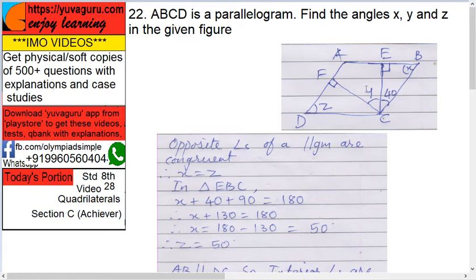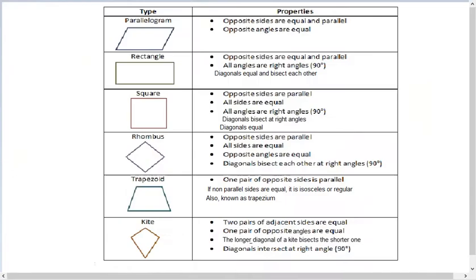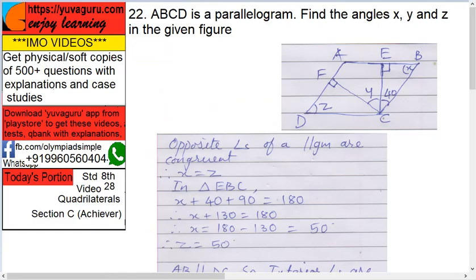Now we have to find X, Y and Z, and one angle is given as 40 degrees. Firstly, an important part is that opposite angles of a parallelogram are always congruent. See, two main conditions of a parallelogram: opposite sides are equal and parallel, and opposite angles are congruent, right? And the third important condition is that diagonals bisect each other in a parallelogram. So as opposite angles are equal, X equals Z, these two are opposite angles.